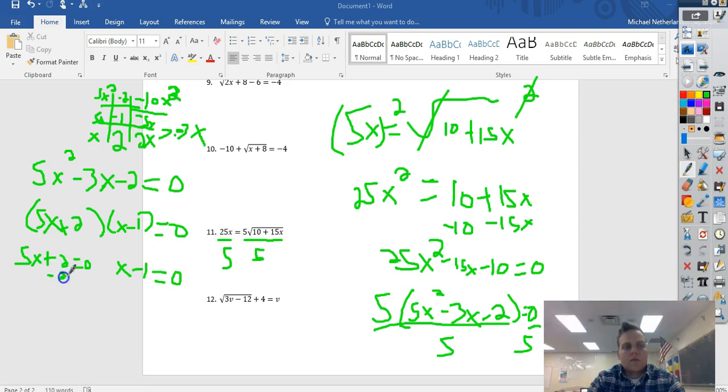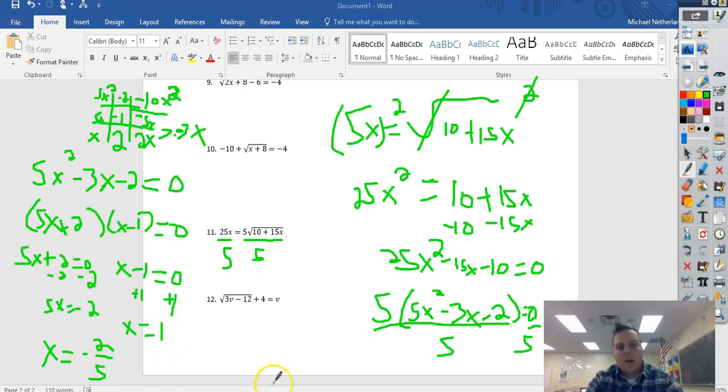Subtract 2 from both sides. So I get 5x is equal to negative 2. Divide both sides by 5, so I get x is equal to negative 2/5. Add 1 to both sides over here to get x by itself. You get x equals 1. So I have two possible answers: x equals negative 2/5 and x equals positive 1.